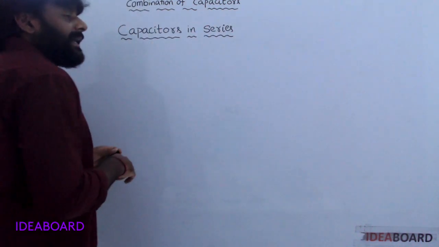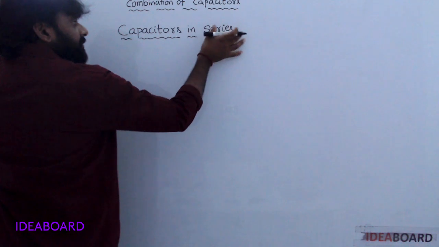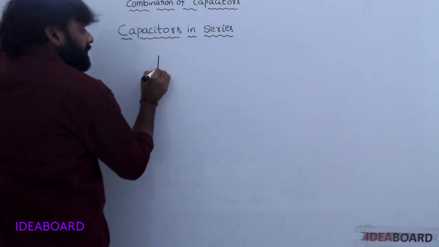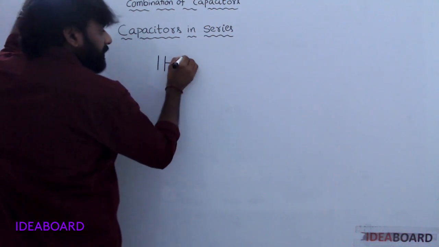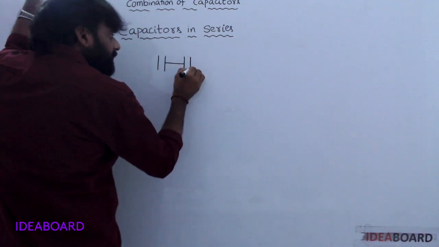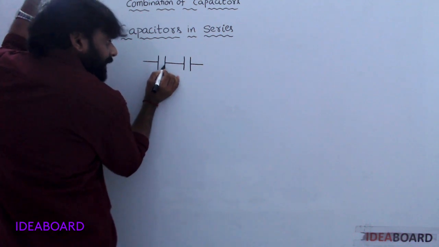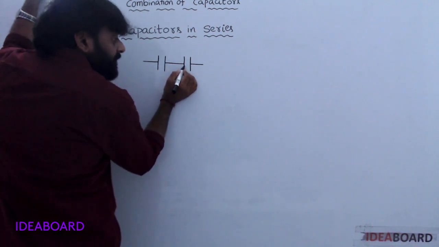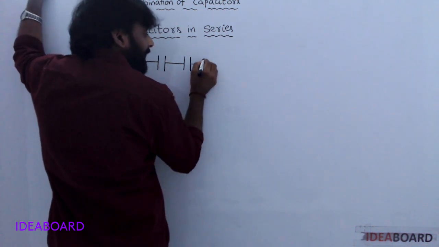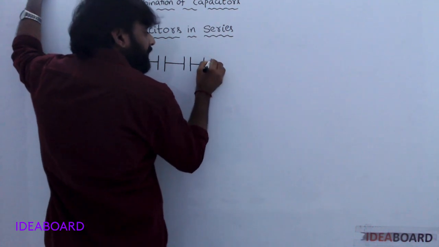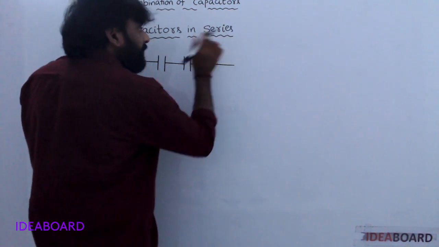First, our topic is capacitors in series. So what is a series combination? The second plate of the first capacitor is joined with the first plate of the second capacitor. Again, the second plate of the second capacitor is joined with the first plate of the third capacitor. This type of combination is nothing but a series combination.